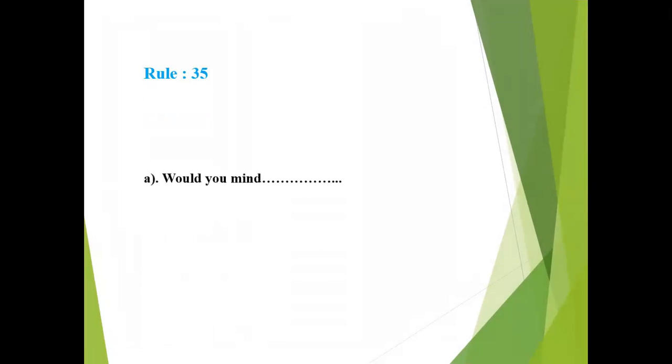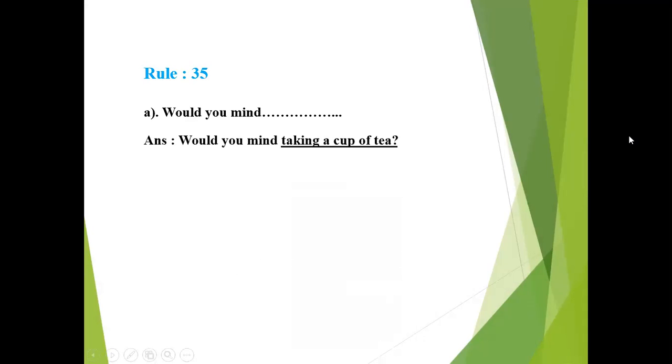Now, rule 35. A. Would you mind dash? If there is would you mind in an incomplete sentence, verb plus ing is used after it, and a meaningful object must be used. So the answer will be: would you mind taking a cup of tea? Here, taking is a present participle, and a cup of tea is related to the principal clause.